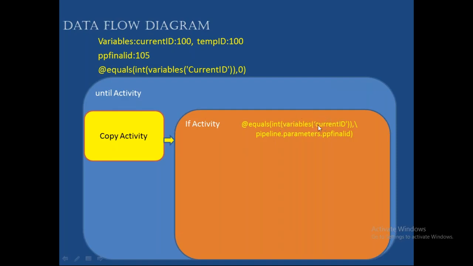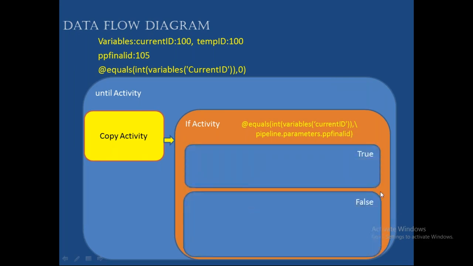Next, what is the current ID value now? Currently it's 100. What is the final ID? It's 105. Is 100 equal to 105? No. If you check whether both are equal, it will return false. So you will have true and false activities. If the current ID is 105 and the final ID is also 105, then it will become true.